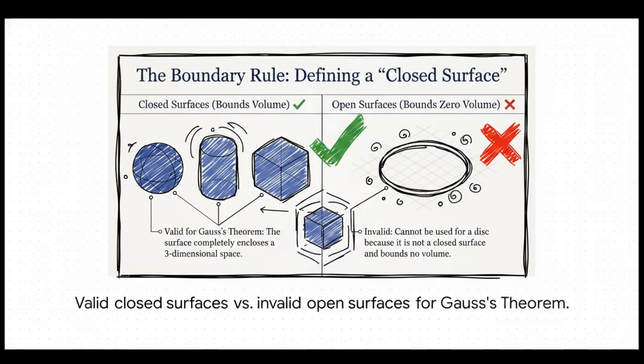Notice how this builds on itself. A sphere or a cylinder perfectly traps a 3-dimensional volume inside. Those are totally valid closed surfaces. But think about a flat disk. It's basically just an open hoop. It bounds exactly 0 volume. You absolutely cannot use Gauss's theorem on a flat disk because there is no 3D interior to connect the boundary.